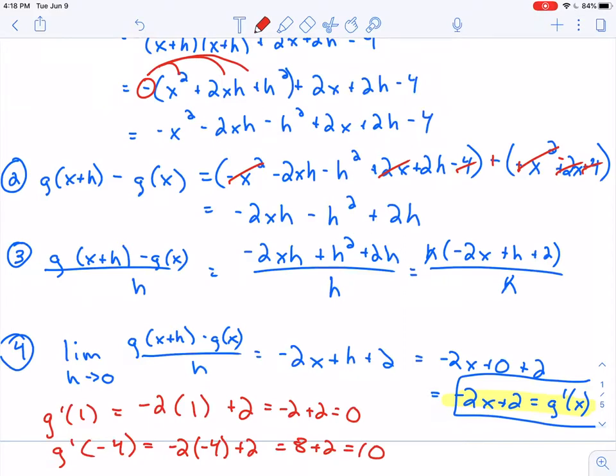I just have to plug in a different x value to my derivative over here, which is really nice. It does make this process a whole lot easier and a whole lot smoother if we want to think about multiple x values here.